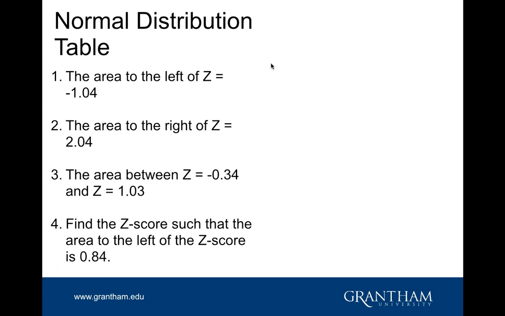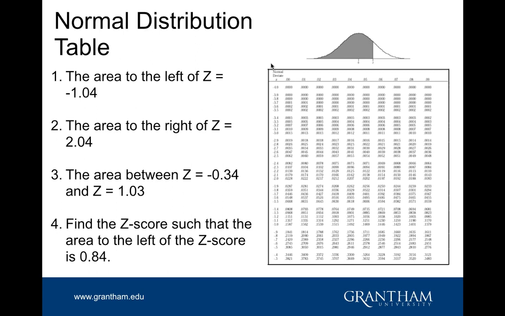If you're given problems that appear similar to the ones on your screen at this moment, for example, number 1, the area to the left of Z, the area to the right of Z, the area between Z, and finding the Z-score if we're given a particular value of Z, how would we solve that? If we did not have Microsoft Excel, we would have to use the table. Most statistics books have a normal distribution table that is in the back of the book or inside the textbook in some place on some page.